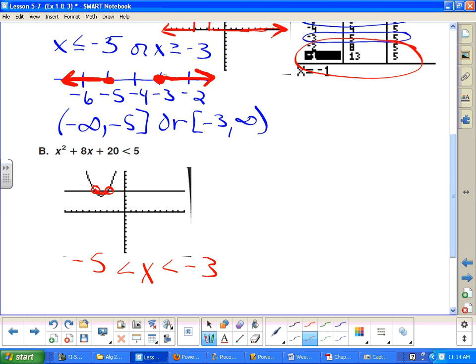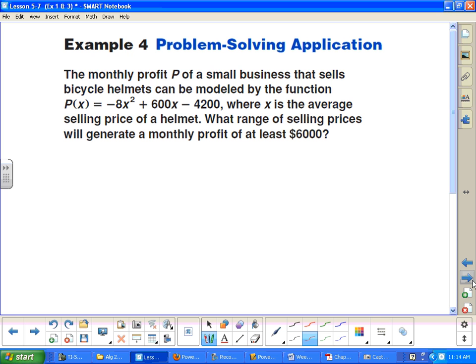So when it says to use algebra to do it, you want to factor if you can, or you could use the quadratic formula. When it says use a table and graph, then you can just graph the line, figure out where it's below or where it's above, whichever one you're looking for. So let's look at an application problem to go with these.